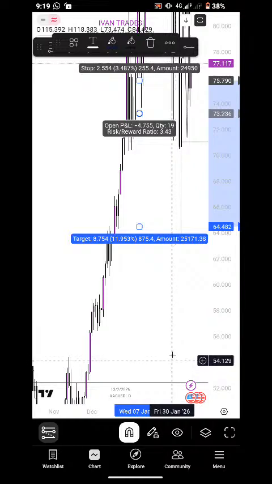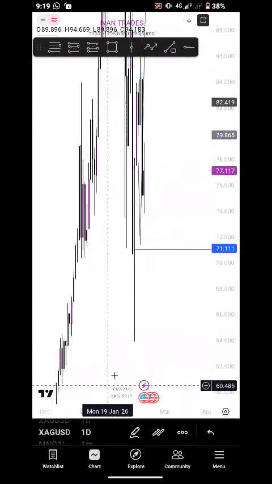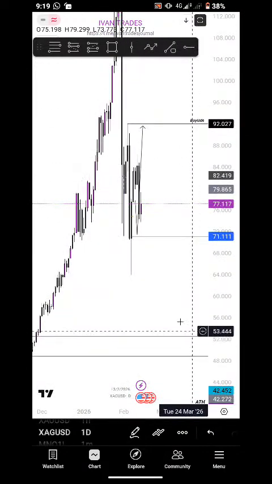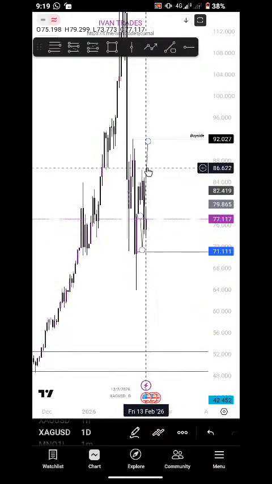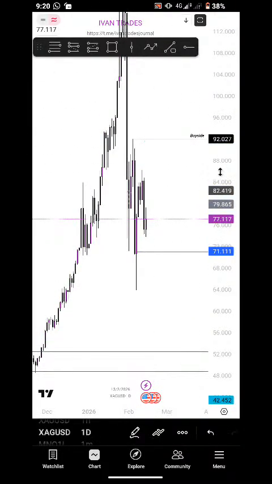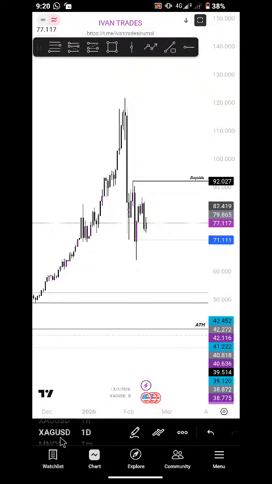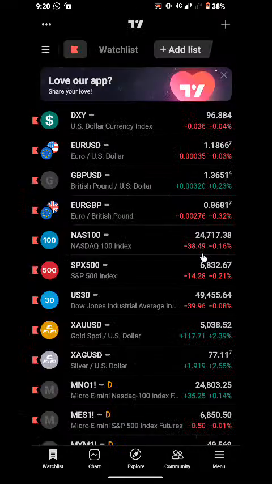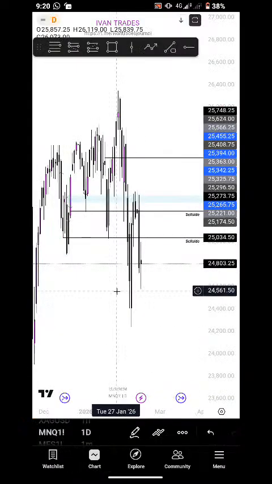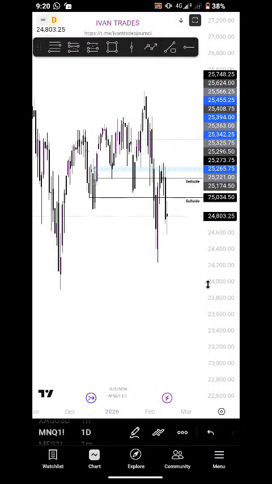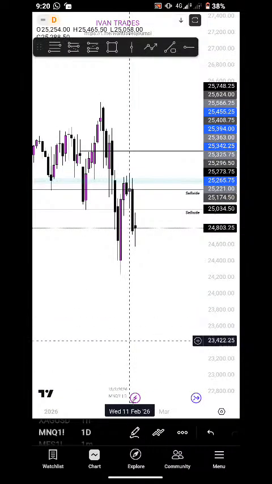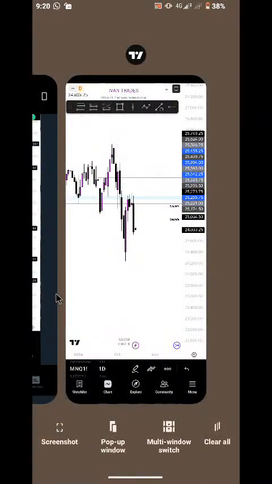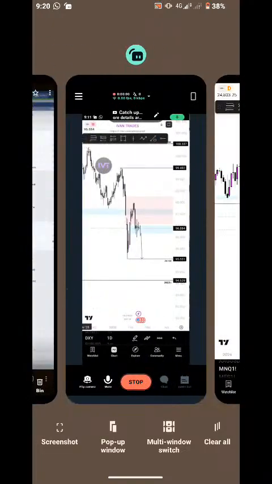So I think that's it. That is all I wanted to discuss. Overall, I'm expecting a range bound market on the metals, higher prices on indices, specifically NAS 100, and higher prices on the Euro USD as well as GBP USD. So we will see how the next week will open up and try to find some setups in it.